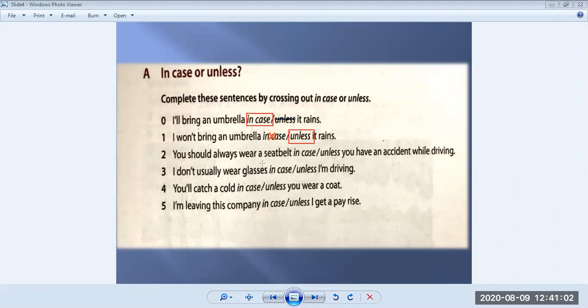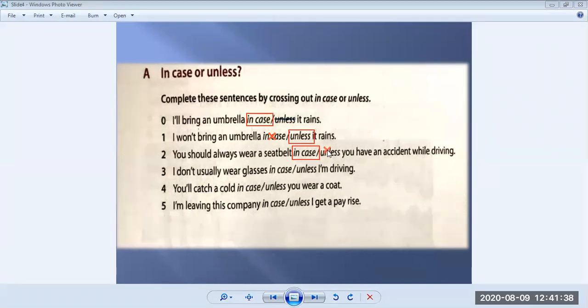You should always wear a seatbelt in case or unless you have an accident while driving. Okay. Is there any contradiction? You should wear a seatbelt while driving in case there's any accident. Here, in case, we're talking about the safety of ourselves, which is more like a plan and arranging. I'm going to wear a seatbelt in case anything happens. Otherwise, if you use unless, it means unless I have an accident, I'm not going to wear a seatbelt. This is stupidity.